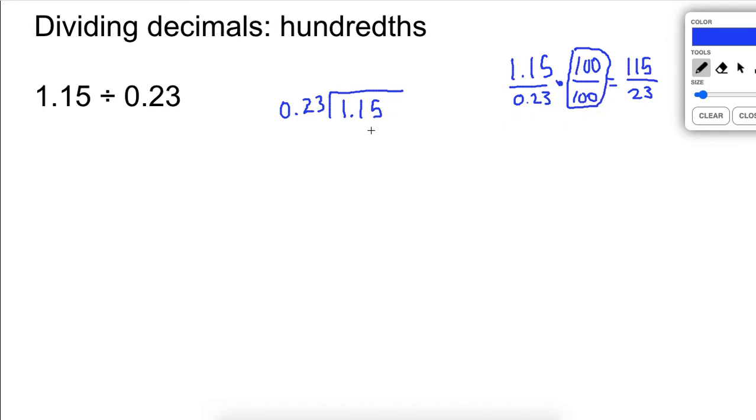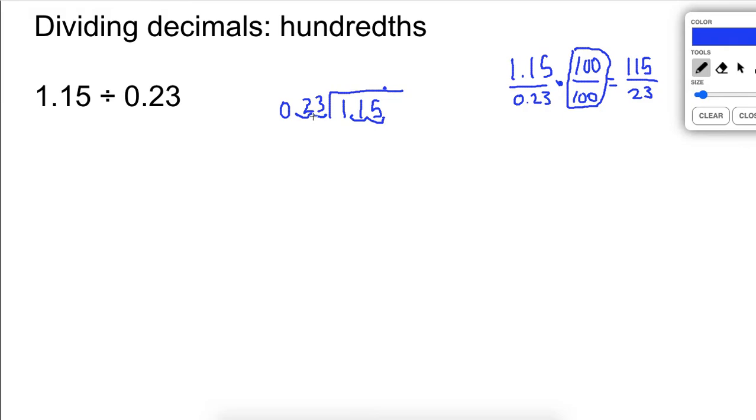To shortcut this, we don't have to show that we're multiplying by 1. We just realize we do that. We say, okay, I've got to move this decimal over 2 places, so I'm going to move this decimal over 2 places. And just knowing that if there's a decimal in my answer, it has to go right above that decimal. Then we just treat this like our regular division problem.